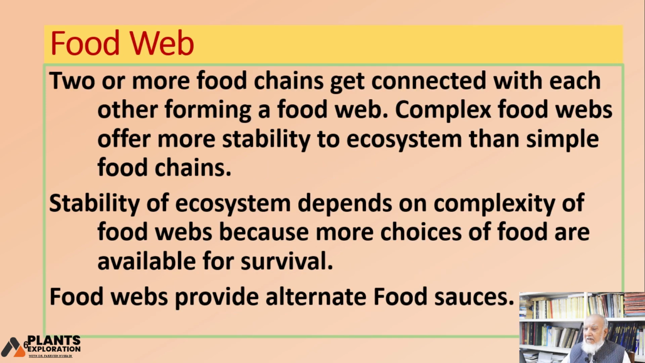So whenever two food chains get connected, that is a web. 3, 4, 5, no matter how many there are, there would be a food web. Complex food webs offer more stability to the ecosystem than a simple food chain. Complex food webs जो होती हैं, they offer stability to the system.